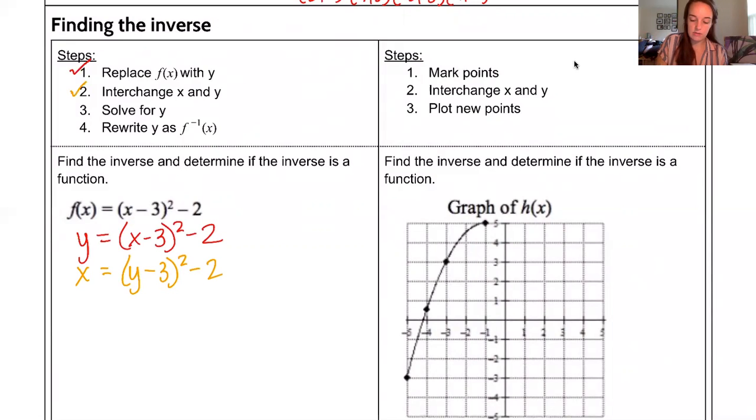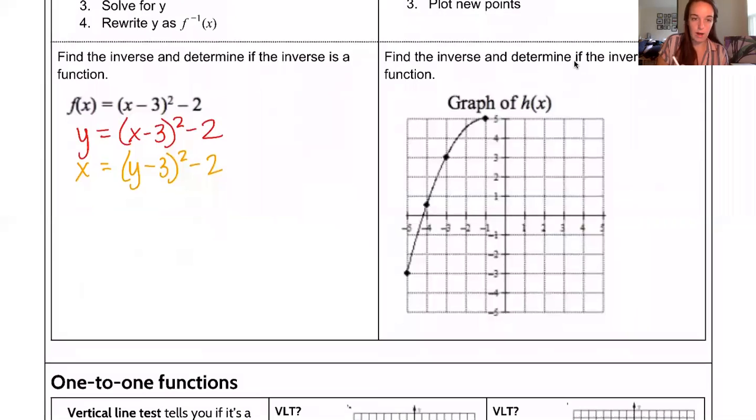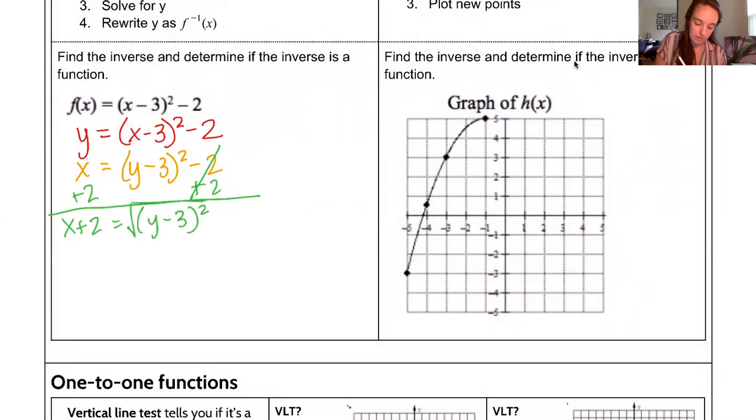And now we're going to solve for y. So I want to get y by itself here. I'm going to work with the things that are far away first. So I would have x plus 2 equals (y minus 3) squared. I'm going to go ahead and take the square root of both sides. So now I have the square root of x plus 2 equals y minus 3. And then I'm going to go ahead and add 3 on this side.